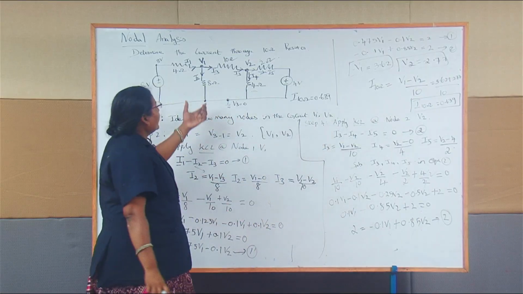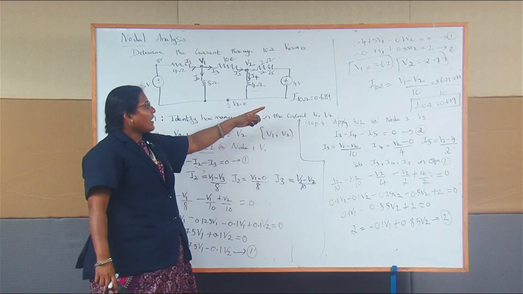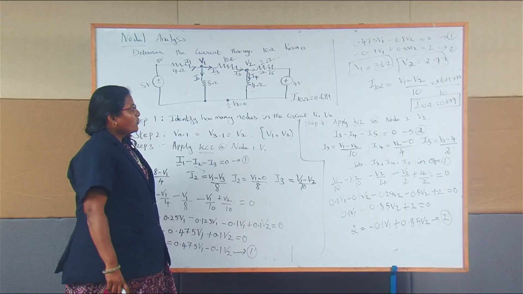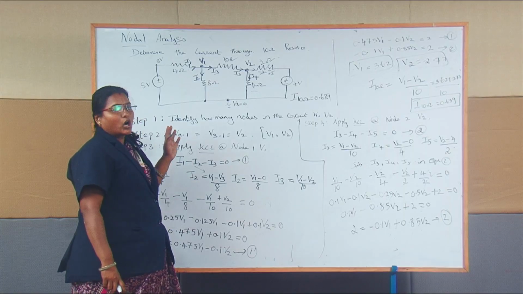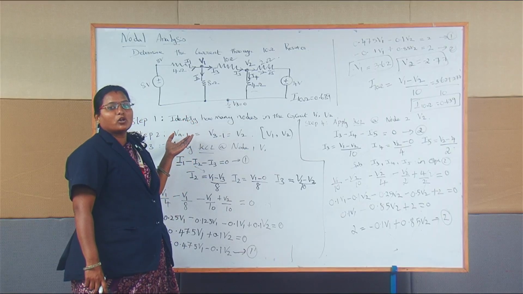So using your voltage and resistance, you find your unknown current value, 0.639. So this is how we can solve using the nodal analysis. So you can solve by inspection method also.